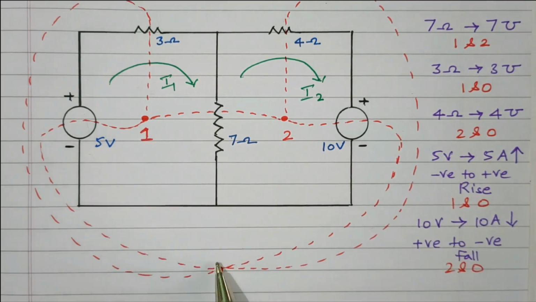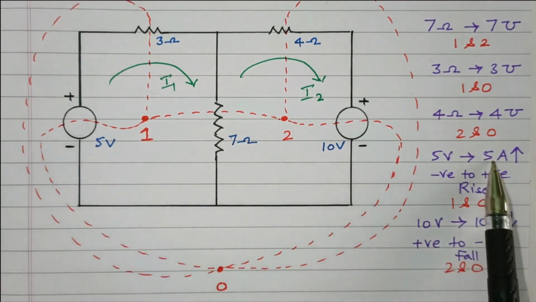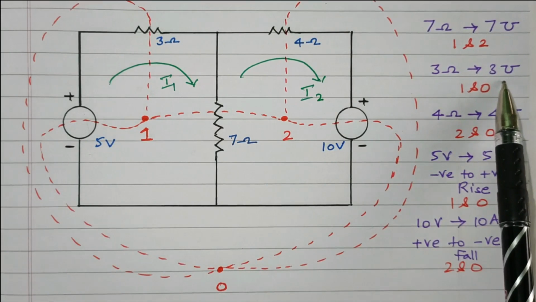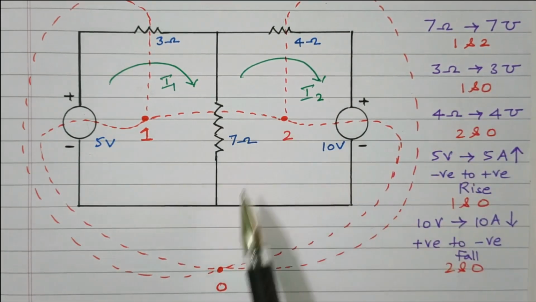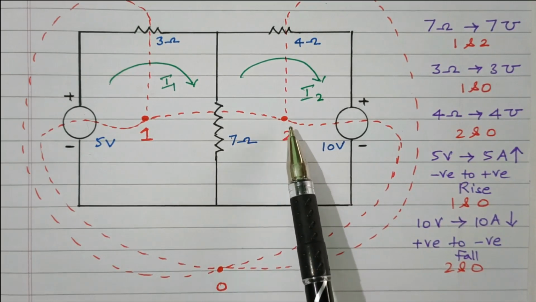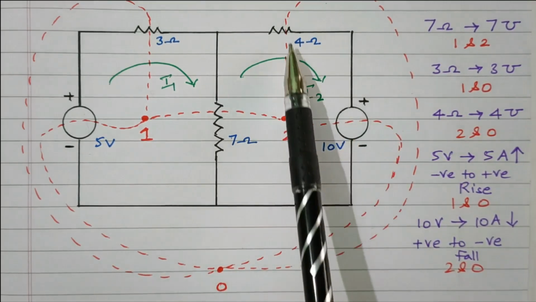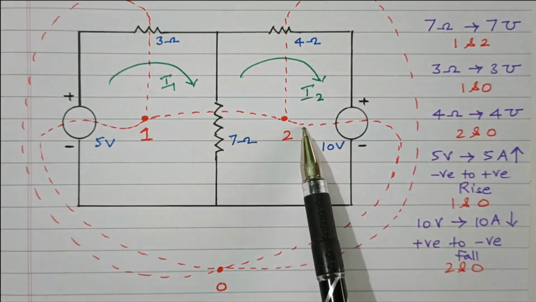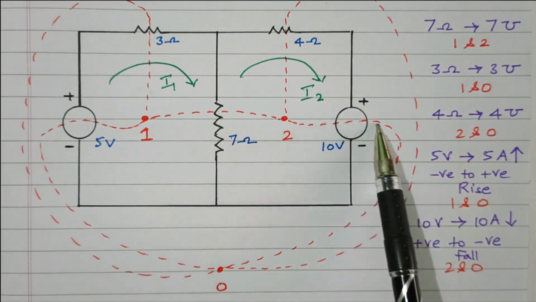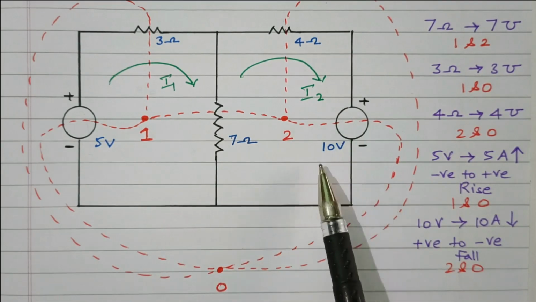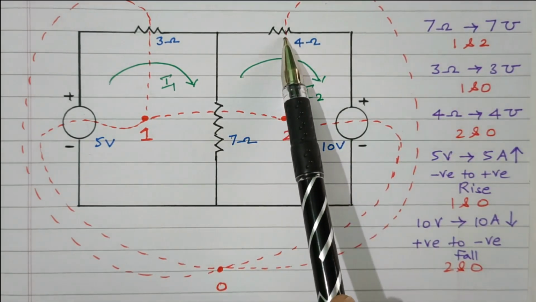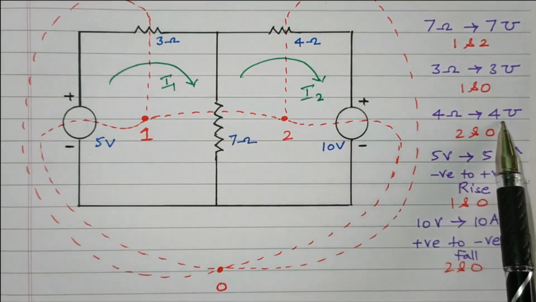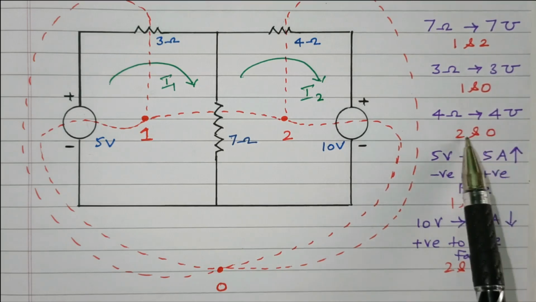So between 1 and 0, the voltage source is converted into a current source. The 3 ohm resistor is converted into 3 mho conductance, connected between 1 and 0. Now we'll see 2 and 0. What are the elements available between 2 and 0? Here also one more voltage source and one resistor are available between dot 2 and 0. This line connects dot 2 to dot 0 through the voltage source. This line connects dot 2 with dot 0 through the 4 ohm resistor. So this 4 ohm resistor will be converted into 4 mho conductance connected between 2 and 0.